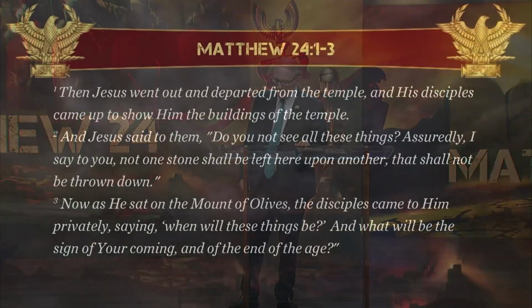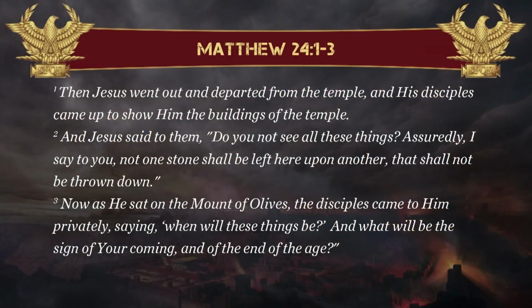Now, as he sat on the Mount of Olives, the disciples came to him privately, saying, "Tell us, when will these things be?" What were they referring to when they said, "When will these things be?" They were referring to the destruction of the temple. But now they ask another question. And the second question is also found in verse 3.